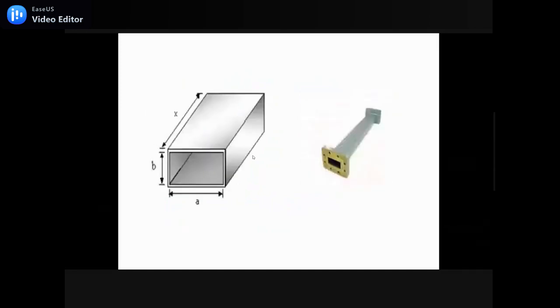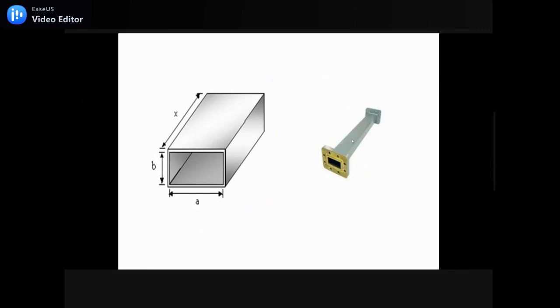And the other one is the rectangular waveguide. The rectangular waveguide is designed from conducting material in a rectangular shape, which is hollow, like the circular one. It is also hollow inside and fully polished inside. The outer surface is painted with insulating material or with paint to avoid dust and rust.